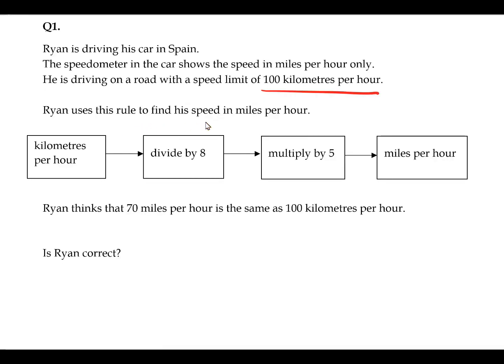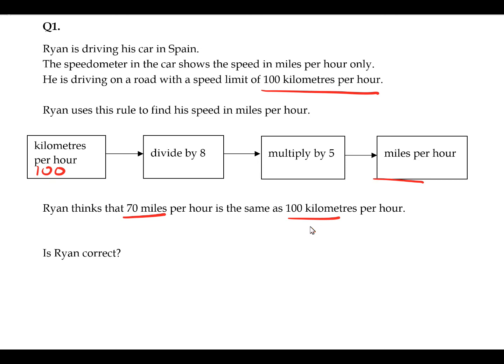Ryan uses this rule to find his speed in miles per hour. Take the number of kilometers per hour, divide by 8, multiply it by 5, and this will give him his miles per hour. Ryan thinks that 70 miles an hour is the same as 100 kilometers an hour. So is Ryan correct? So we need to put in kilometers an hour here.